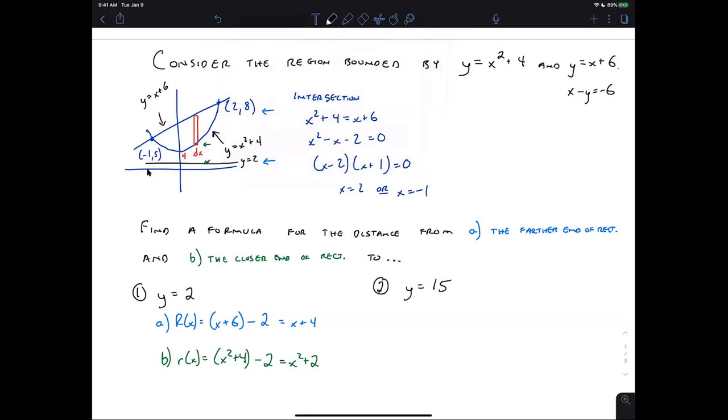So y equals 15. And again, part A and B. So A is the distance from the farther end of the rectangle to this line. And then B is the closer end of the rectangle to this line. I'm going to give you like 2 minutes. I want you guys to really try it, and then we'll check it together in just a second.